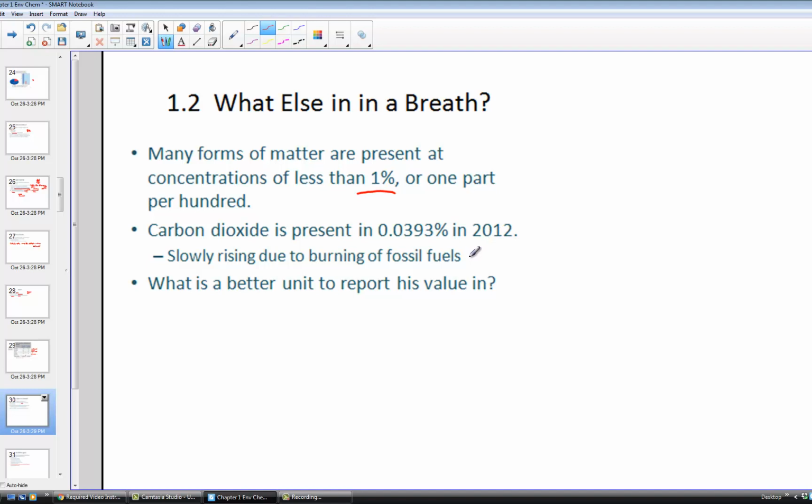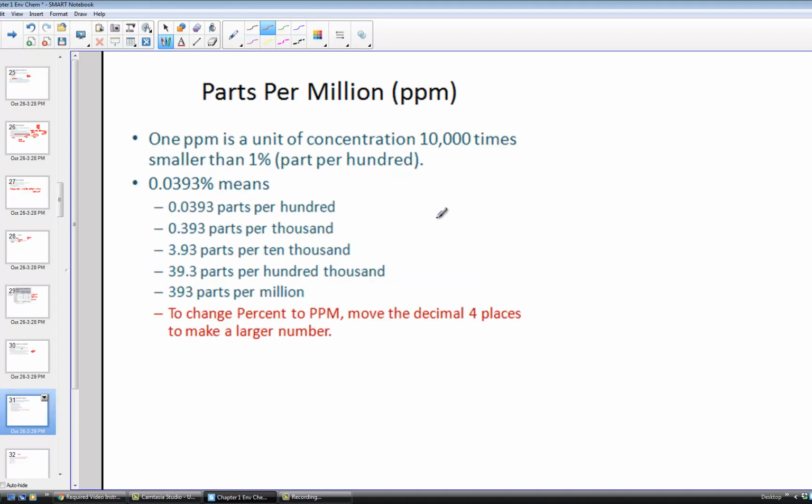But we also understand, due to global warming and the release of carbon dioxide, it's slowly rising every time we burn a fossil fuel, turn on our car, or the industry burning coal releases carbon dioxide. What might be a better unit to report such a tiny number in? If we only have 0.0393 parts in every 100 parts, that's not even one. It's hardly contributing. So we'll have a better unit to report such tiny numbers. The unit is known as parts per million, and even parts per billion.